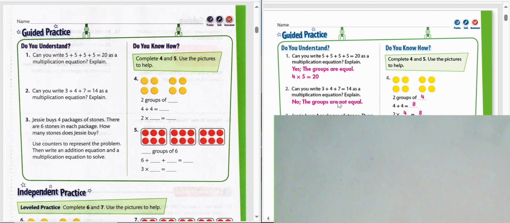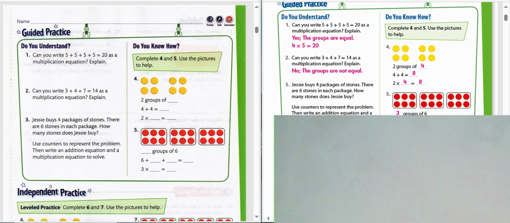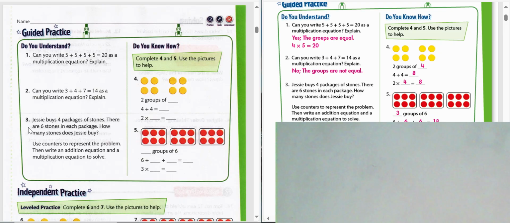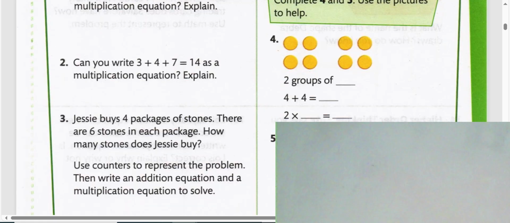Question number 3. Again, question number 3. Jessica has 4 packets of students. There are 6 students in each packet. How many students does she have? Use containers to represent the problem. Then write an addition equation and a multiplication equation to solve.